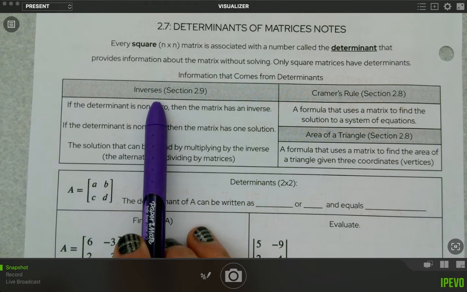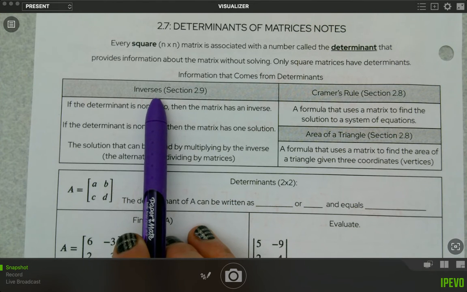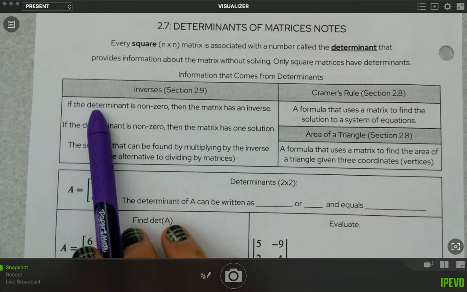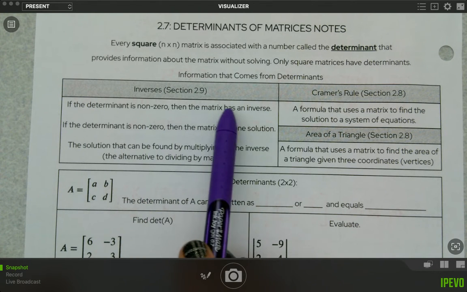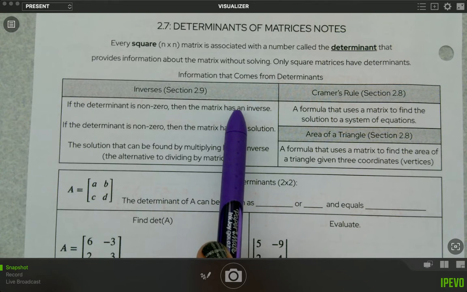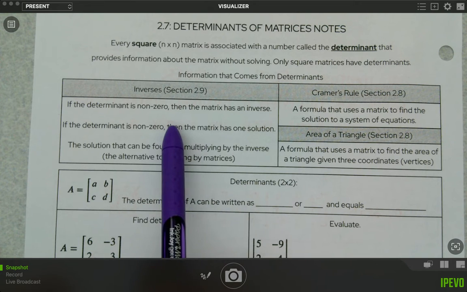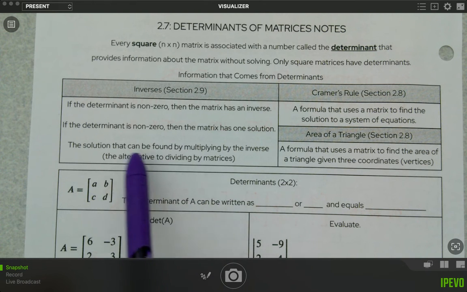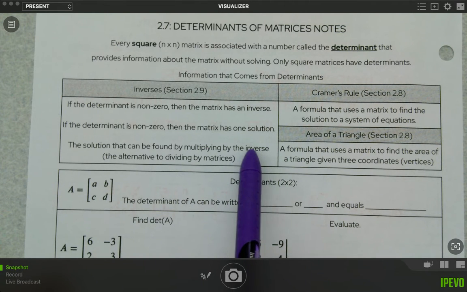Inverses is what we're going to talk about in two sections, so in 2.9. But basically, if the determinant is not 0, then the matrix has an inverse. That's what it tells us. And then we use that information to find the inverse. It also tells you that it has one solution. So all of the matrices that have no solution or infinitely many solutions are going to have a determinant of 0. Okay? And instead of solving using row operations, you can multiply by the inverse, but we'll get to that in 2.9.